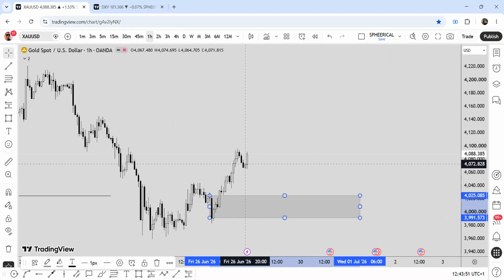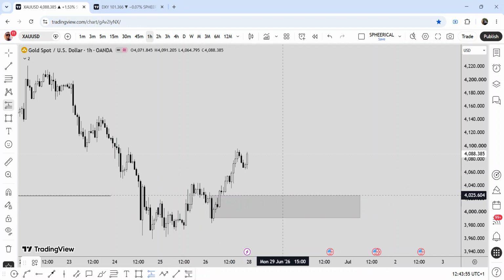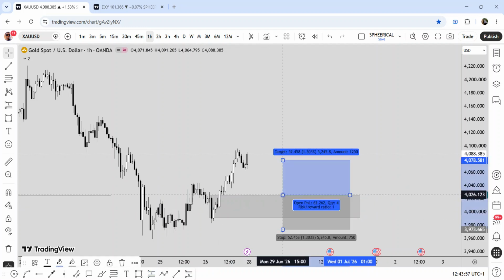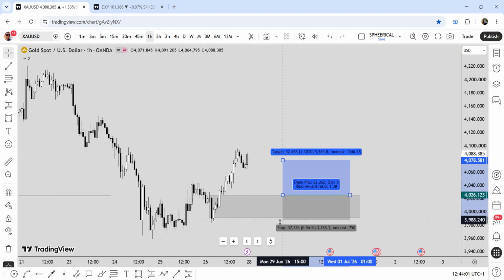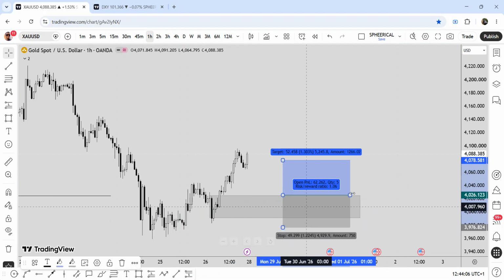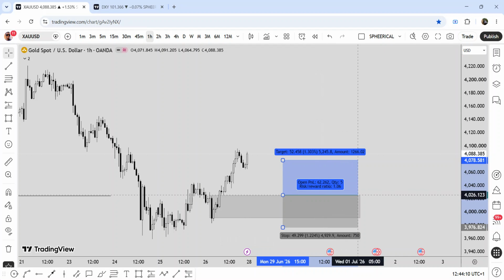So if markets come into this zone, we will look towards taking a buy with confirmation. Once we see change of character in 15 minutes time frame, we will actually take a buy in this zone. This is actually a buy zone. This is a buy zone.